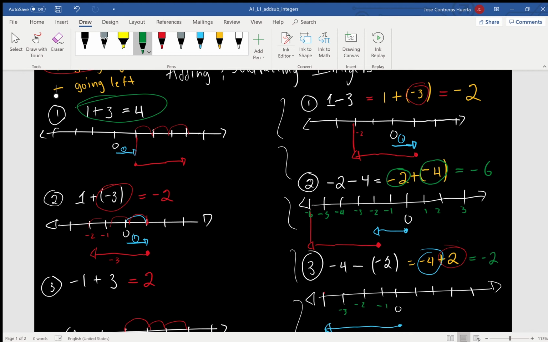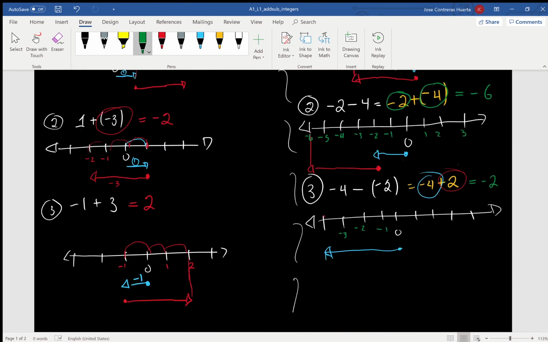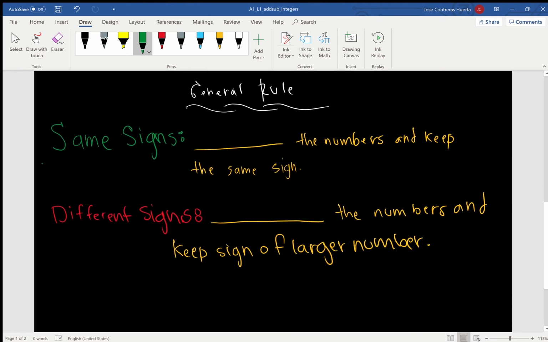It's basically saying something like you have 2 negative people and then you add another 4 negative people. So in total you have 6 negative people. So now the general rule is the following. Same signs, what it means is you add the numbers and keep the same sign.